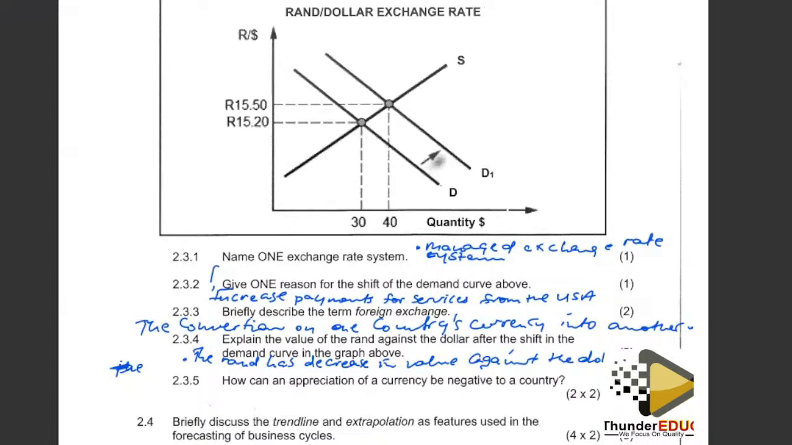Let's check. So now here we have rand, and then we have rand here. It means now rand is weak. We need more of the rands now to buy a dollar. That is why we are saying that a rand has actually depreciated. Because if we used to buy $1 with 15 rand 20 cents, then now, after the shift, we are forced to buy it with 15.50. It means that now rand is weak. We need more of the rands to buy $1. That's what it means. Okay, right, grade 12.